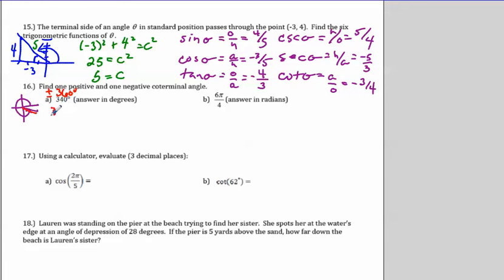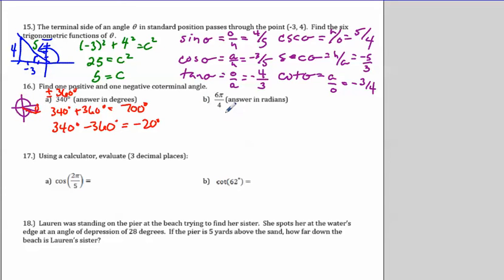So 340 plus 360, 700 degrees is coterminal. You could add 360 again and get 1060 degrees. You can keep adding 360 to get more coterminal angles, but it asks for one positive and one negative. So to find a negative angle, I'm going to subtract 360, and I get -20 degrees. -20 degrees is this little angle in here. If I start at the positive x-axis and I go clockwise, I get this little -20 degree angle here.